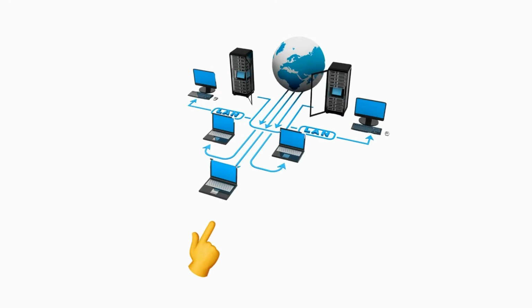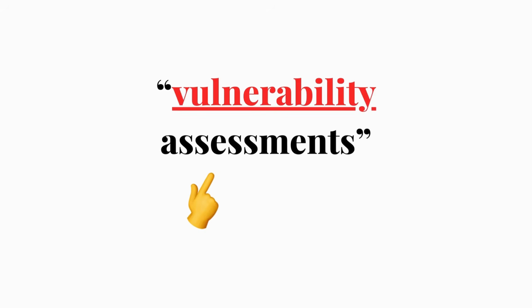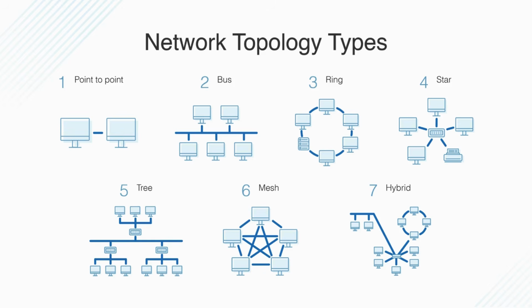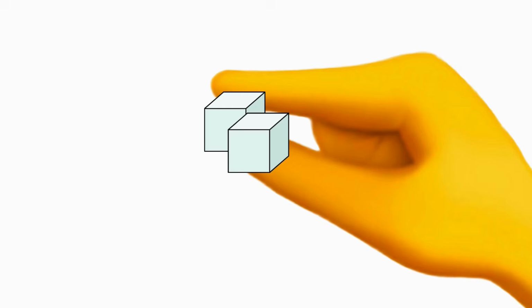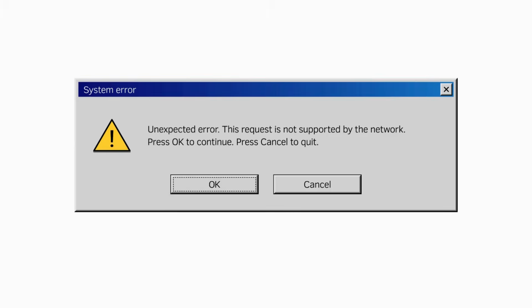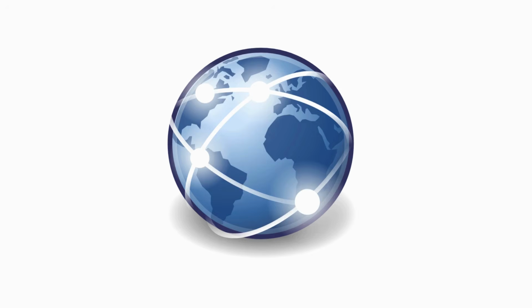Nmap, a network discovery and security auditing tool. It scans networks to identify active devices, open ports, and services. Nmap is often used for vulnerability assessments and mapping network topologies. Wireshark, a network protocol analyzer for capturing and analyzing data packets in real time. It helps network administrators troubleshoot problems by examining packet-level details. It is essential for investigating network security issues.